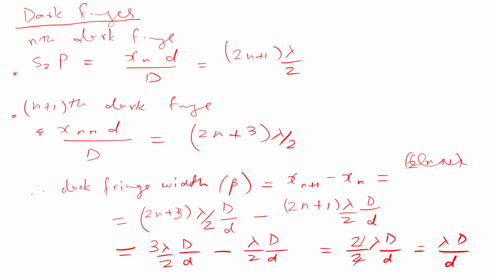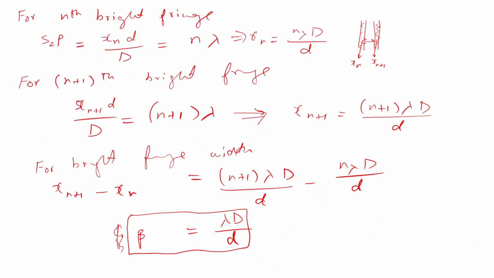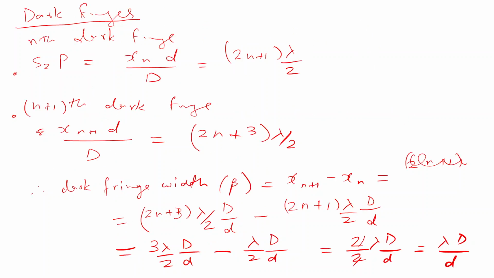As you have seen, the fringe width for the bright fringe was lambda D by d, and for the dark fringe as well it is lambda D by d. That means the fringe widths are the same for both the bright part and the dark part of the pattern. This is the formula that we will be using to find fringe widths in the various numericals that we are going to do.